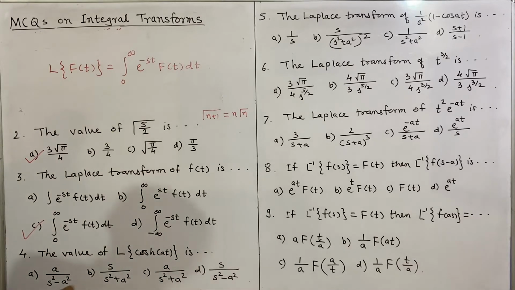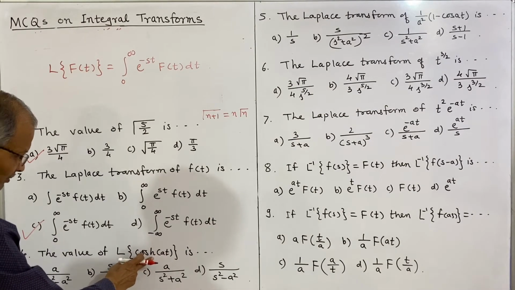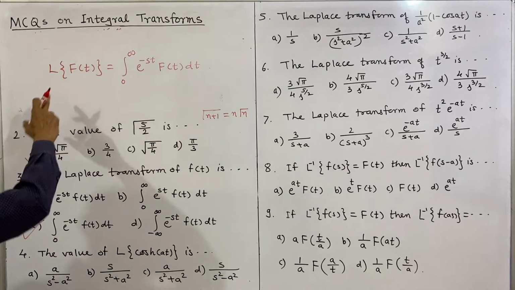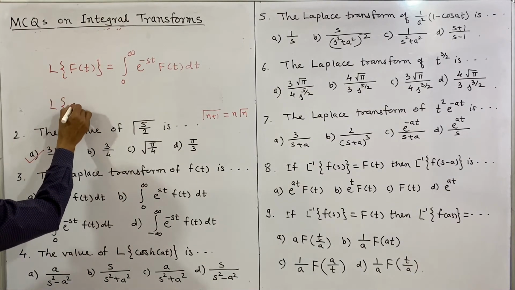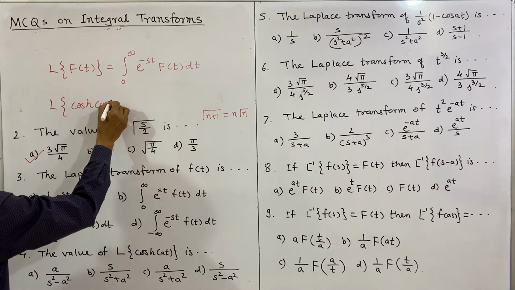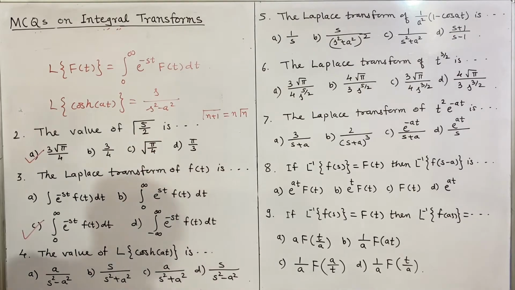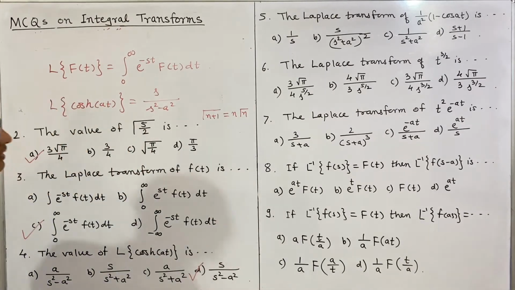The value of L of hyperbolic cos, cos h of at, is, so that is a standard formula. After defining Laplace transform, we have obtained the Laplace transform of some standard functions, including 1, e power at, t power n, and hyperbolic functions also. The formula is L of hyperbolic cos at is s divided by s square minus a square, and therefore, the correct alternative is D.